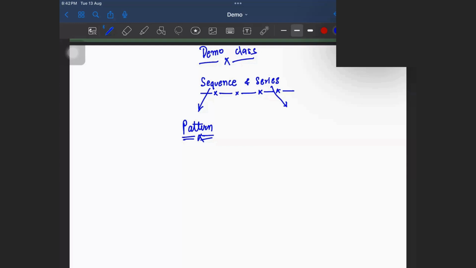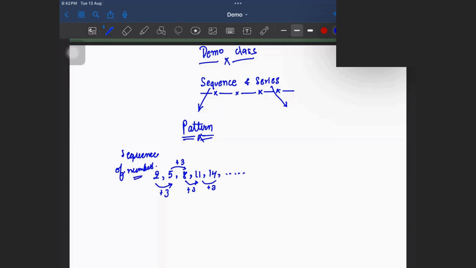Suppose I write 2, 5, 8, 11, 14, and so on. Can you see what the pattern is here? The number is getting added by 3. There is a common difference of 3. If you add 2 plus 3, it's 5. 5 plus 3, it's 8. 8 plus 3, it's 11. And then again 3. So this is a sequence of numbers.